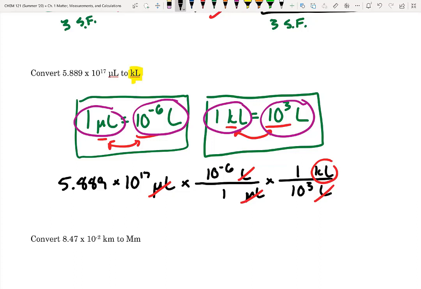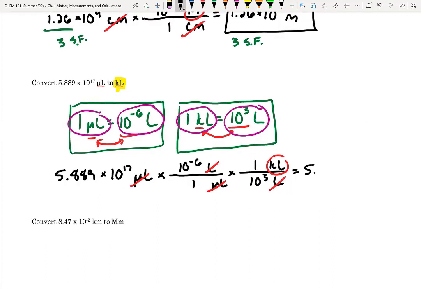One thing students forget is, occasionally I'll see a student put this 10 to the third on the top rather than the bottom. So what I really like to do, like I did here with the purple circles, is always make sure you match the number with the correct unit for your conversion factor and don't flip-flop them so that they're upside down. And if we do this in our calculator, we would get 5.889 times 10 to the 8th kiloliters. Any questions so far?